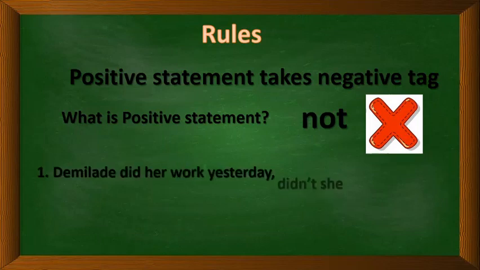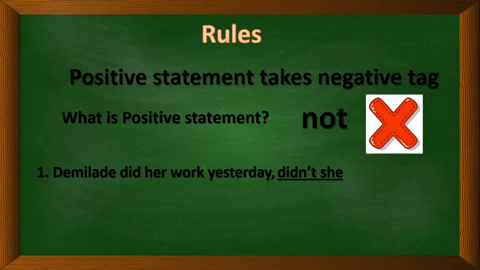Look at this example. Demilade did her work yesterday, didn't she? Now let's pause at Demilade did her work yesterday. Do you observe any word like not there? No. So it's a positive statement. Didn't she? Do you remember the drill you did? Did not becomes what? Didn't. So because didn't has the word not, we now say that didn't is the question tag to the expression. Demilade did her work yesterday, didn't she?